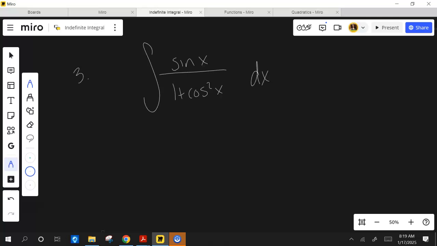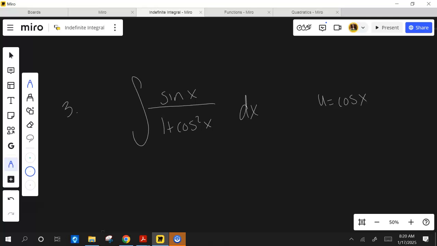Something made us remember yesterday to do a multiple choice quiz. Okay, so if you're confused on what to make what here, my gut instinct on this one was to make u be 1 plus cosine squared x. But if u was 1 plus cosine squared x, that means du would be 2 cosine x sine x, negative sine x. I don't have that available.